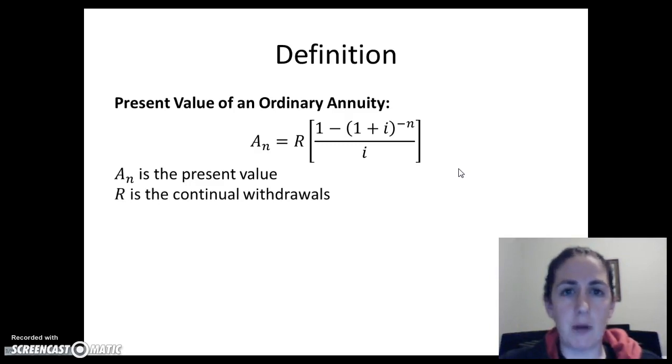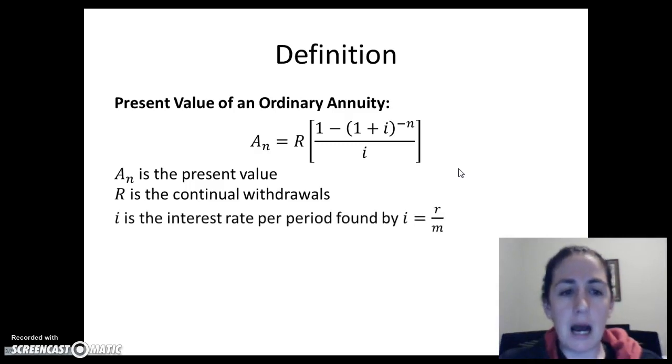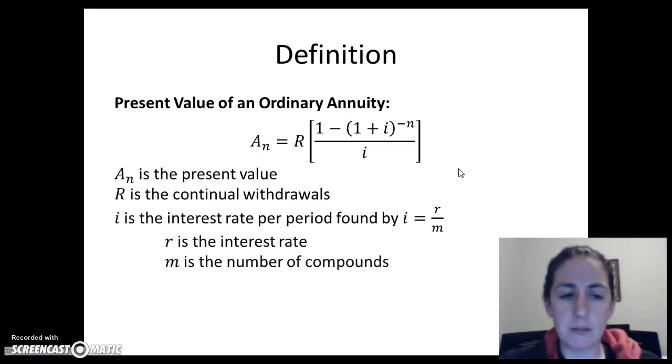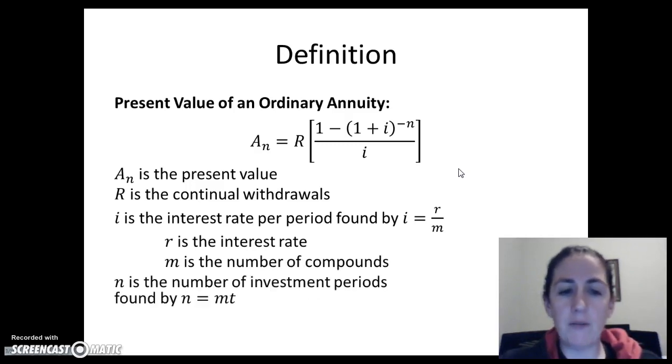That's how much you get every month, every other month, every week, every other week, however you have it set up. i is the interest rate per period, found by r over m, where r is the interest rate and m is the number of compounds. And n is the number of investment periods, found by n equals m times t. m is still the number of compounds, and t is time, usually in years.